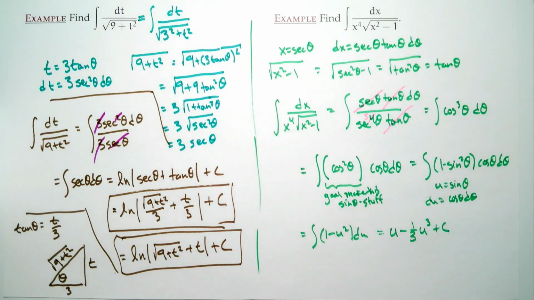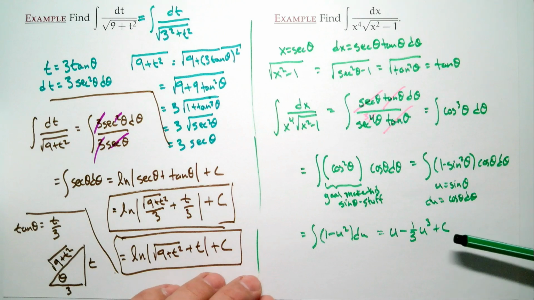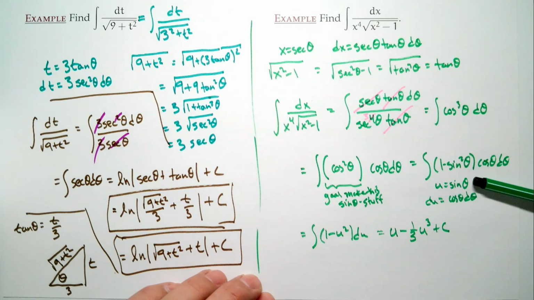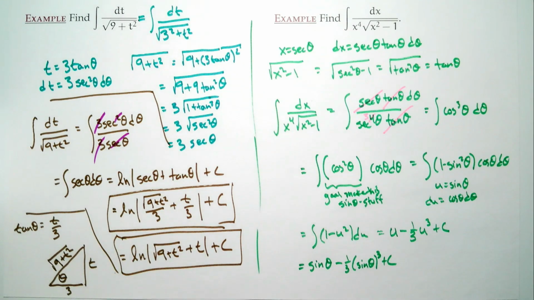Now we start to unravel our substitutions. First thing, go back one layer. What do we do with u? It becomes sine. So this is sine theta minus 1/3 sine theta cubed. Are we done? No, we've got to keep going back.